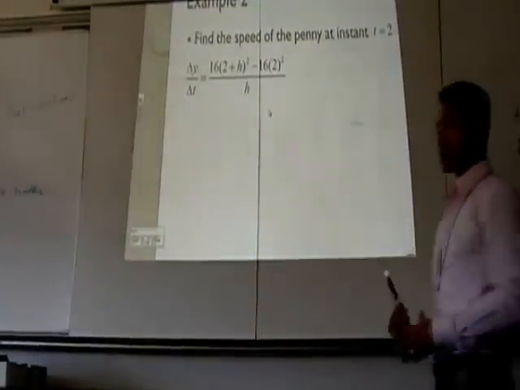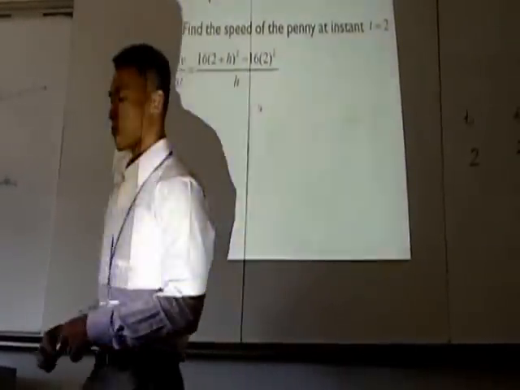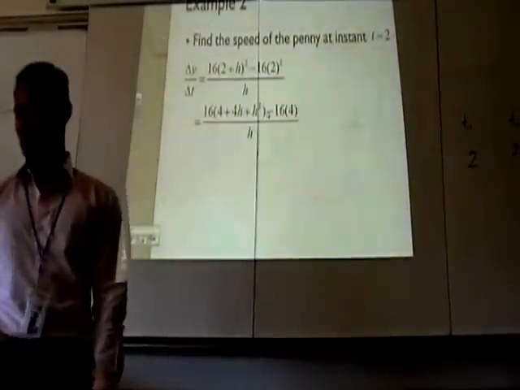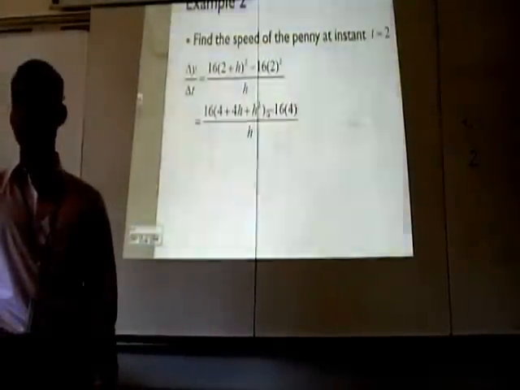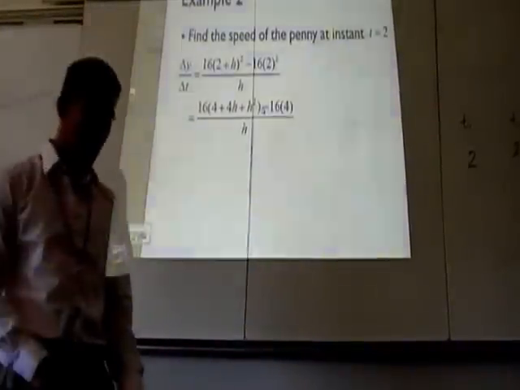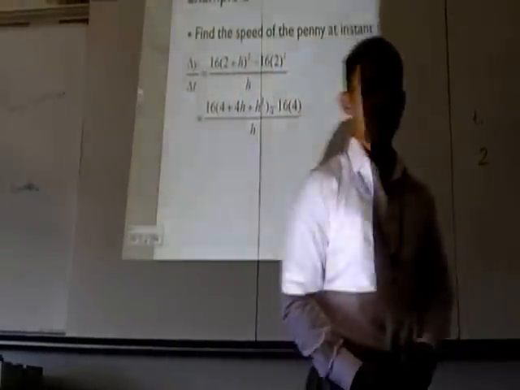And then all we're going to do is simplify this. So we're going to FOIL 2 plus h, square 2, and then go ahead and simplify this as best as you can.